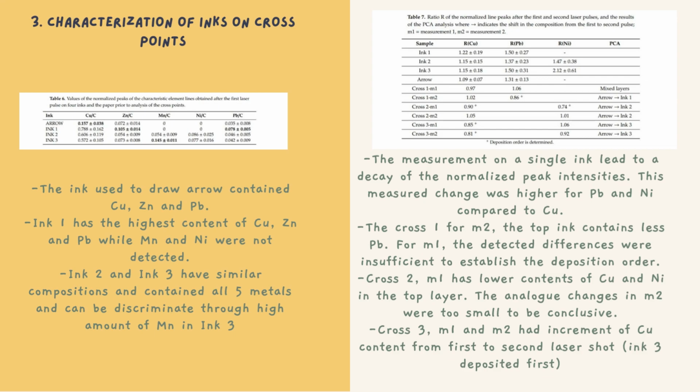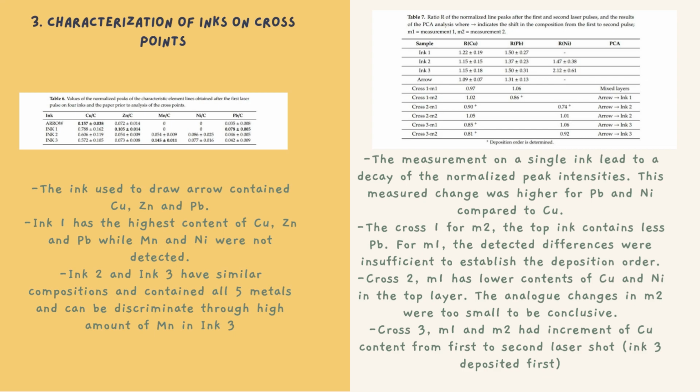On cross 2, the first measurement identified lower content of copper and also nickel in the top layer, which were attributed to the error. The analog changes in measurement 2 were too small to be conclusive.